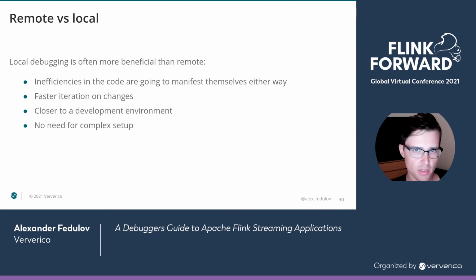While debugging on an existing cluster is possible, it is often easier and more beneficial to perform local debugging first. With a representative data sample, inefficiencies in the code are going to manifest themselves either way, but local profiling has a lot of advantages. It allows faster iteration on changes. It is closer to a development environment, and there's no need for a complex setup. So my recommendation, if you think you need to attach a JVM profiler, is to do it locally first.